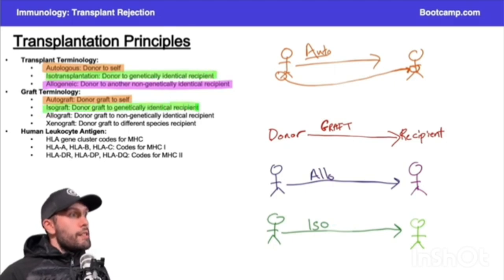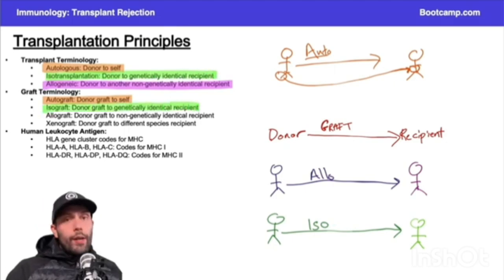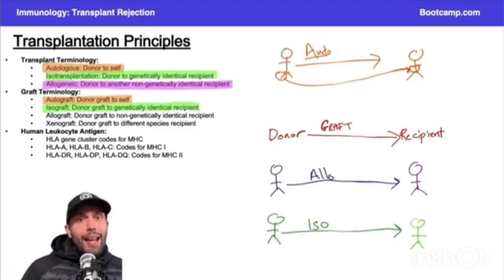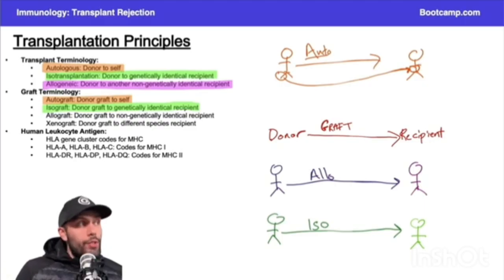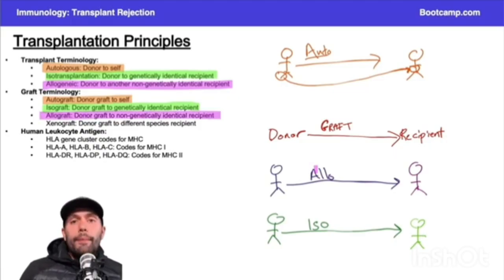Now you're not going to see the isograft mentioned quite as frequently because an isograft has to be between genetically identical individuals, and it's really only going to be the case in a board question where they're talking about monozygotic twins. So most commonly in a board question, you're talking about allografts.